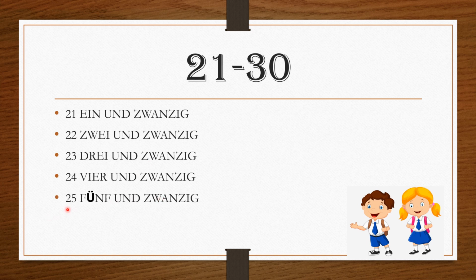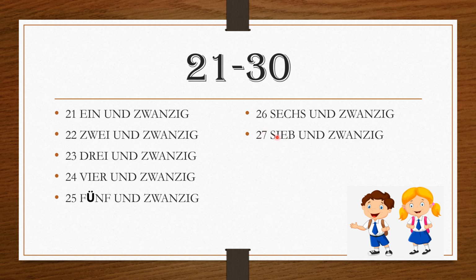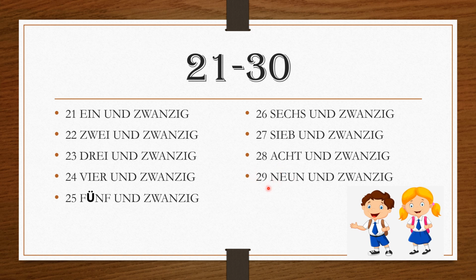5 und 20, 5 is fünf. Then we have 26, 6 und 20, 6 is sechs in German. 27, 7 und 20, 7 is sieben. 28, 8 und 20, 8 is acht. 29, 9 und 20. Then 30 is dreißig.